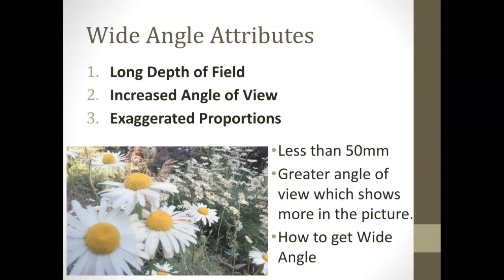So let's talk about wide-angle lenses first. These are lenses that are less than 50 millimeters in their focal length. And this all assumes that we're using a full-frame sensor on our camera. So less than 50 millimeters is going to be wide-angle. The lower the number, the more of the scene we're going to see. So the three basic attributes that we're going to start to see more of as we get more wide angle are a longer depth of field, an increased angle of view, and exaggerated proportions. So we'll talk about each of these.